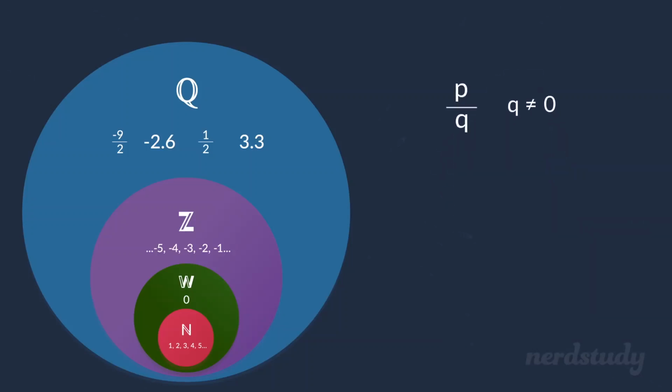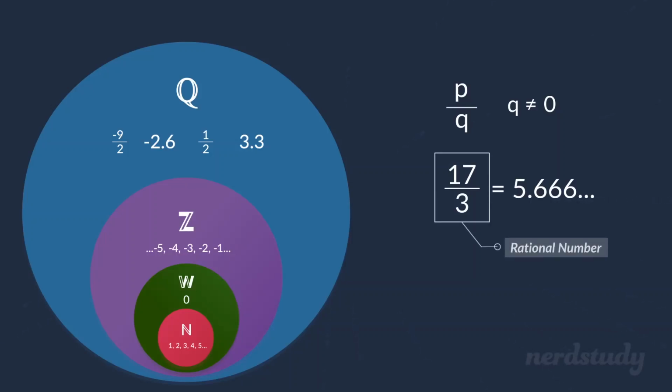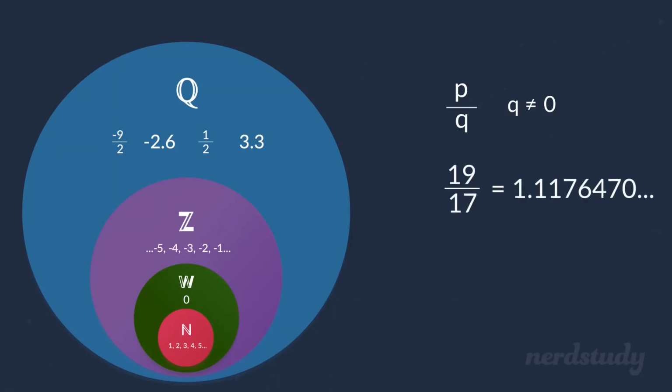So, for example, 17 over 3 is equal to 5.666 repeating, and since the numerator and denominator are both integers, this is in fact considered a rational number. Now, whereas this looks fairly organized with its repeating 6's, even something like 19 over 17, which yields this rather unpredictable looking decimal, would still be considered a rational number. And why? Because this is an integer, and this is also an integer that is not equal to 0. Okay, so far so good.